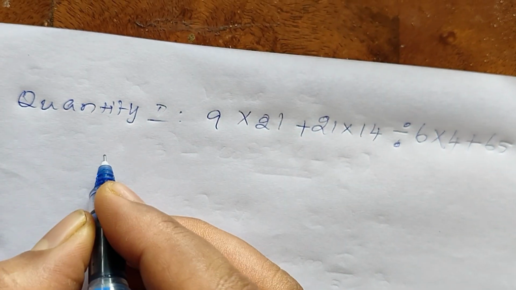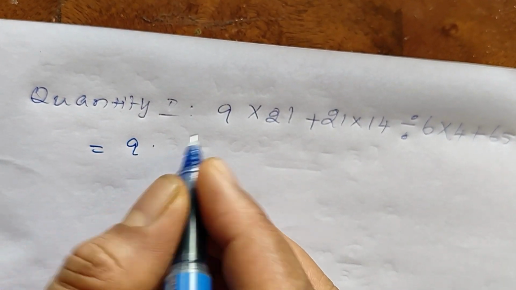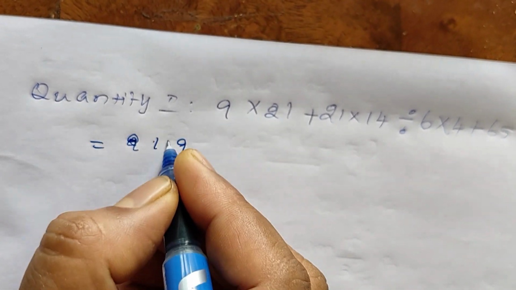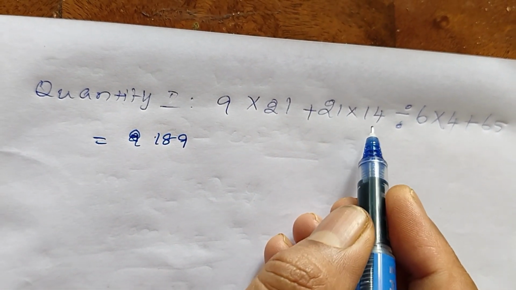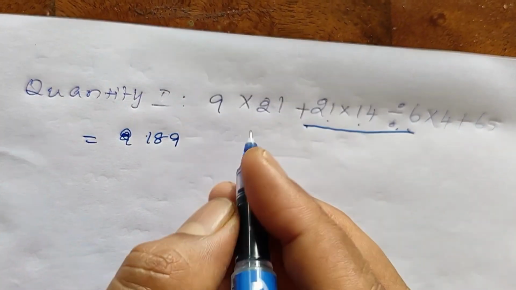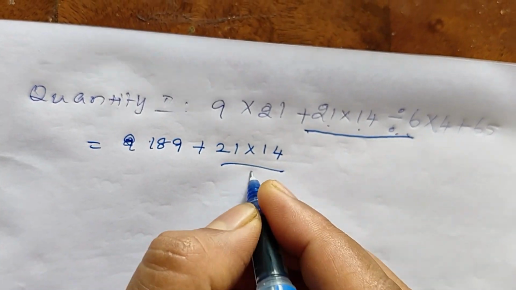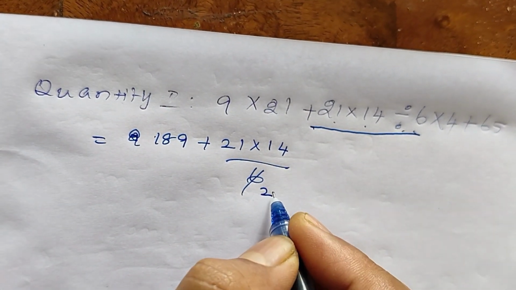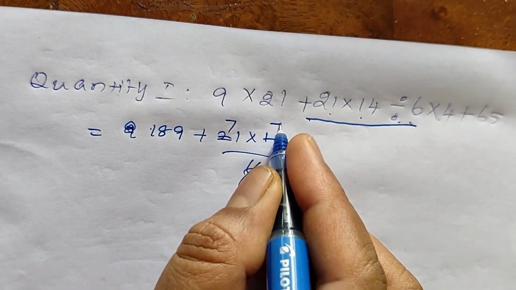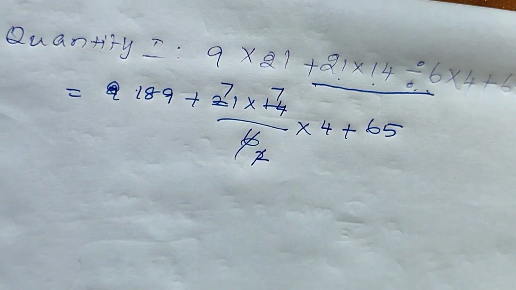So 9 into 21 is 189. Then 21 into 14 divided by 6, the same expression. 2 3s are 6, 7 3s are 21, then 2 here 7. Then into 4 plus 65.